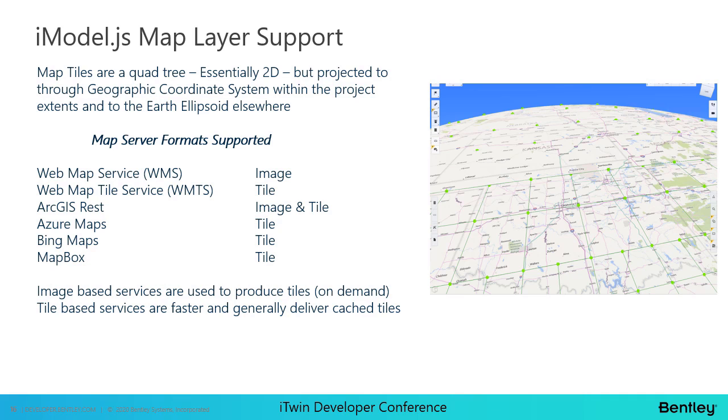some of these servers are supported as tile servers directly, in which case we get cached tiles from the server. And other ones support essentially image servers. And on an image server, we kind of work with those as a pseudo tile server, where we'll request an image for each tile. In general, the tile-based servers are faster, and the image-based servers are less performant. And I'll give you a short demonstration on that in the next slide.